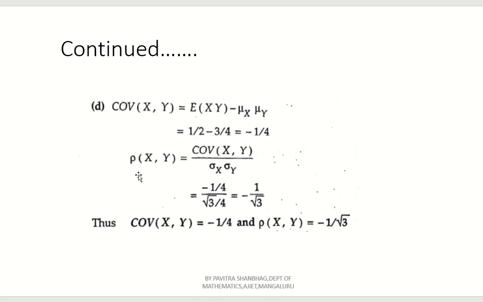Now, what is correlation of xy, or rho xy? That is nothing but covariance of xy by sigma x into sigma y. So covariance of xy is minus 1 by 4 and sigma x into sigma y is like this we will get. After simplifying this, 4 gets cancelled, minus 1 by 3 is the answer. So covariance of xy is minus 1 by 4 and correlation of xy, that is rho xy, is equal to minus 1 by root 3. Okay, now next let us move to one more problem.